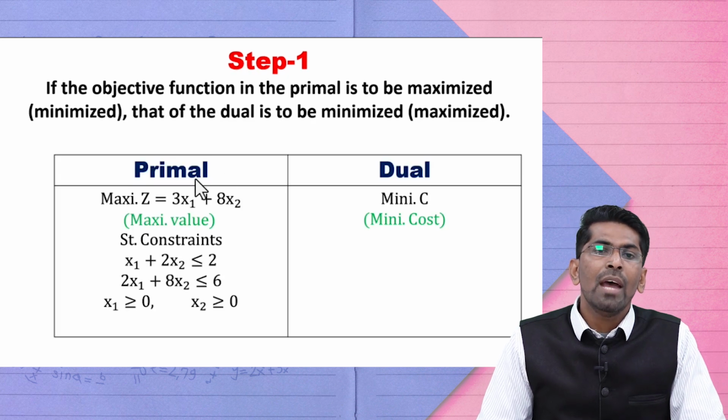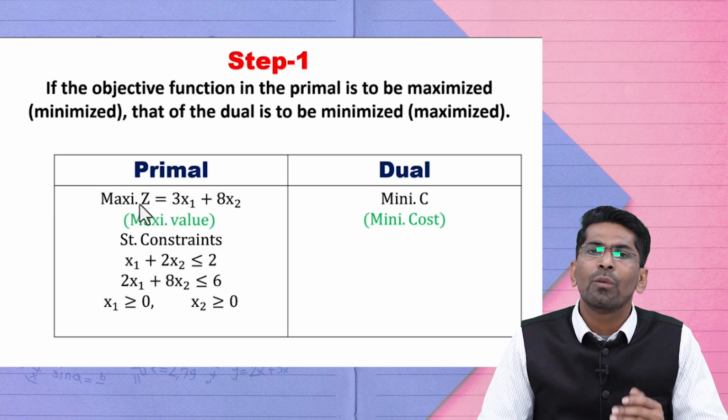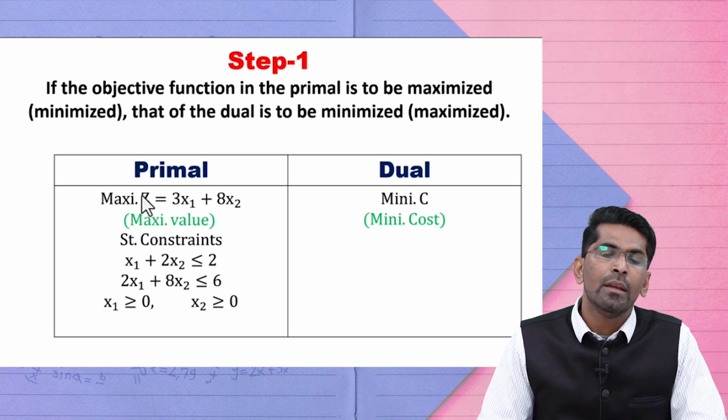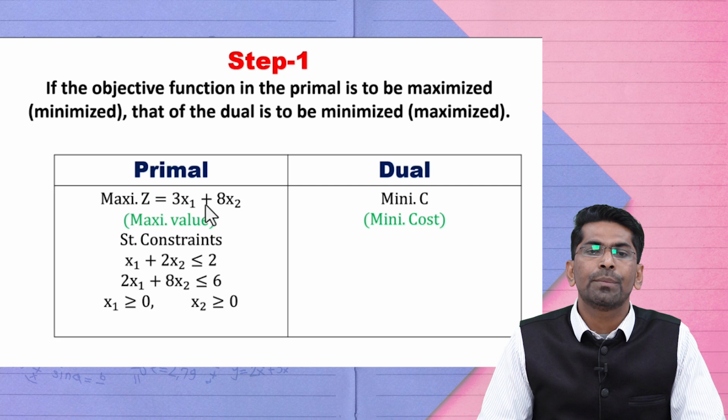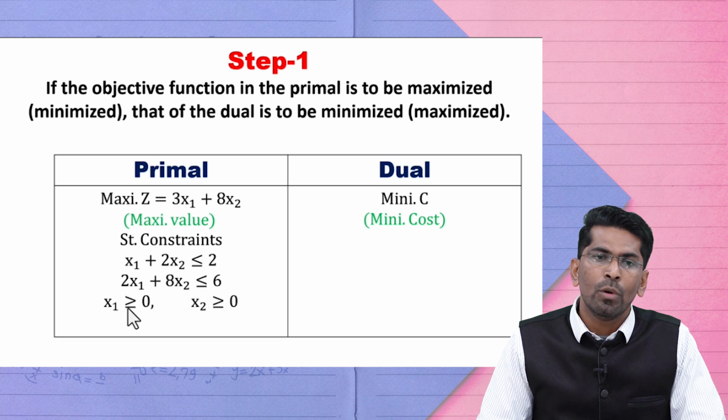For example, we have a primal problem given here. In the primal problem we want to maximize a particular value. We are going to consider a profit maximization example. Here z is equal to profit, which we want to maximize, which is equal to 3x1 plus 8x2, subject to the constraints x1 plus 2x2 less than or equal to 2, 2x1 plus 8x2 less than or equal to 6, and of course the decision variables x1 and x2 are both greater than or equal to 0.